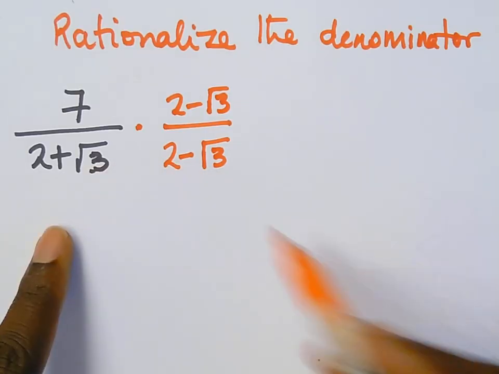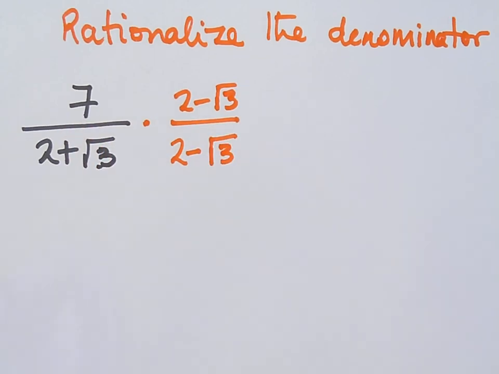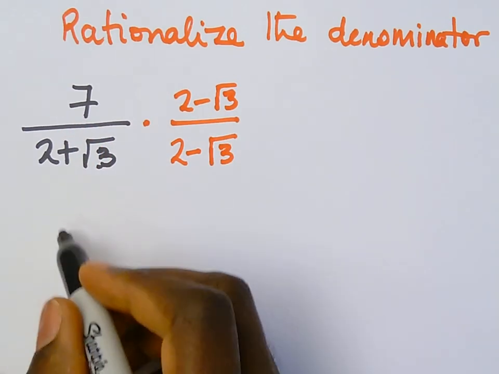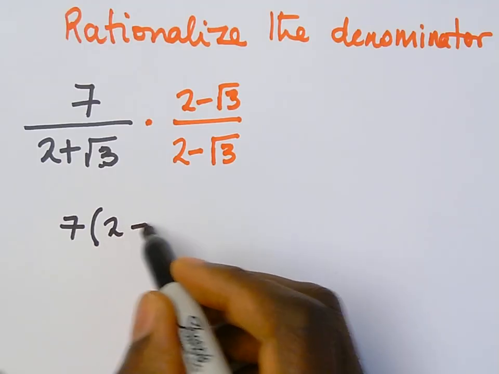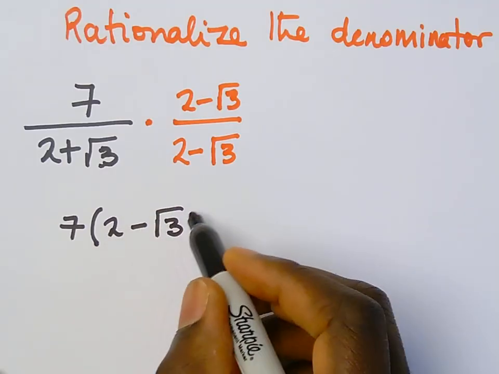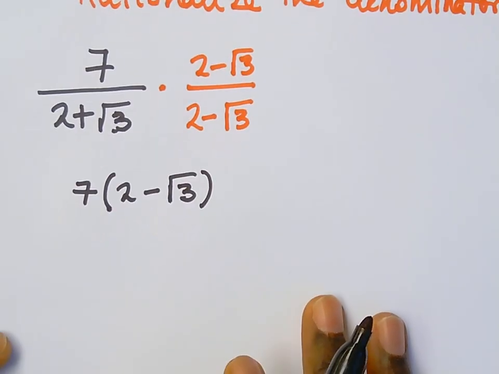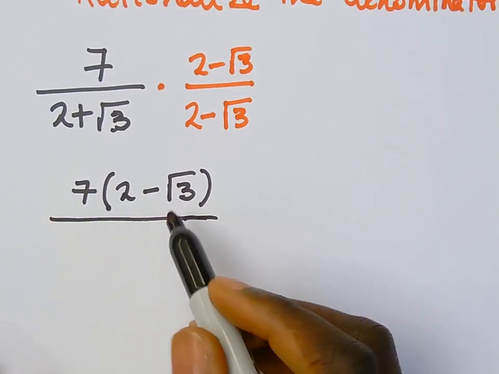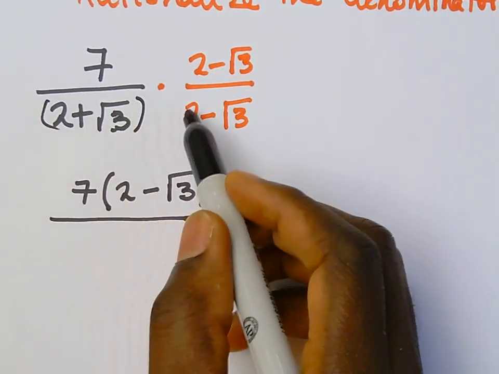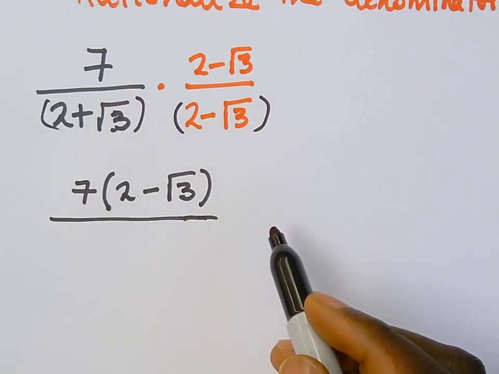So now I can multiply the top to get 7 times 2 minus radical 3. Now I'm not going to distribute, I'm just going to leave it like that, divided by, now I'm going to multiply the denominator, these two binomials.